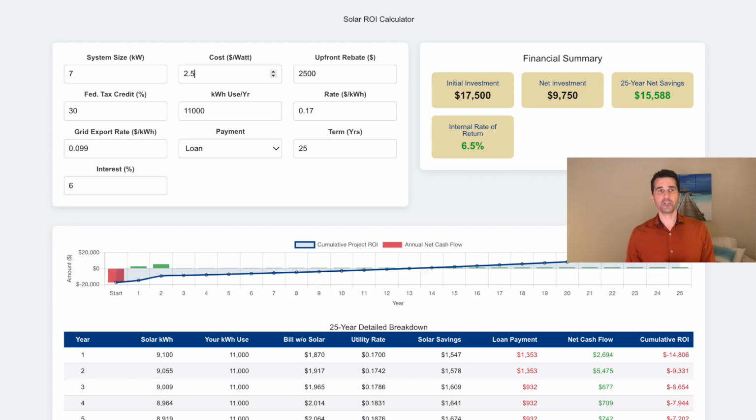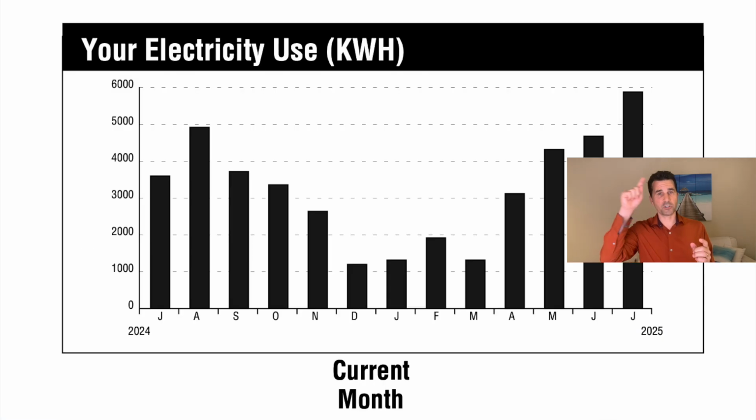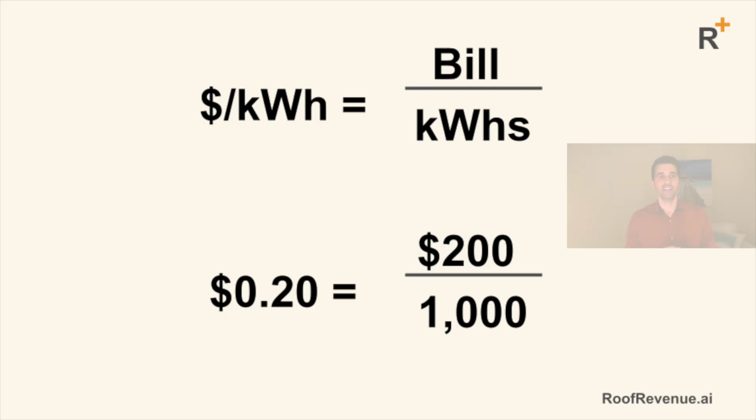Now, it's your turn to enter the number of kilowatt hours your home uses every year into the kilowatt hour per year box. You can find this on your bill. You might have to add up all the months manually from the little bar chart that you see on your bill. If this is hard to find, you can take the dollars on a given month and the kilowatt hours on a given month and divide the dollars by the number of kilowatt hours.